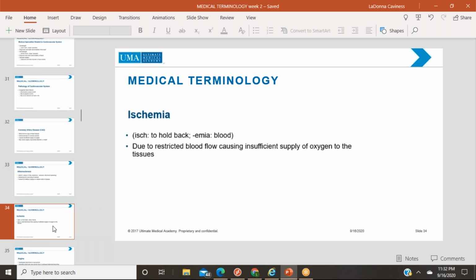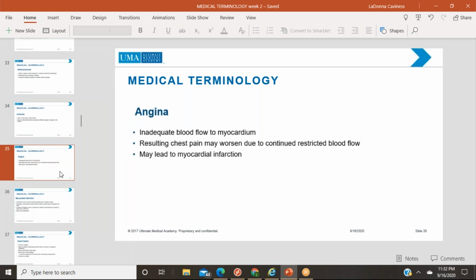Ischemia. Isch means to hold back. Emia means blood. It's due to restricted blood flow causing insufficient supply of oxygen to the tissue. Angina: inadequate blood flow to the myocardium. Resulting chest pain may worsen due to continued restricted blood flow, and may lead to myocardial infarction.